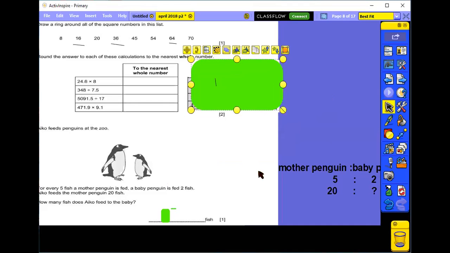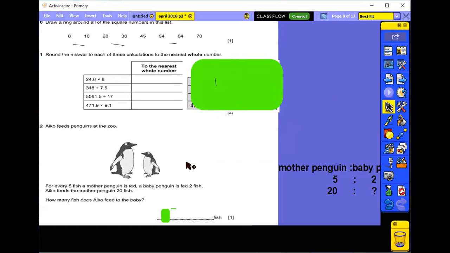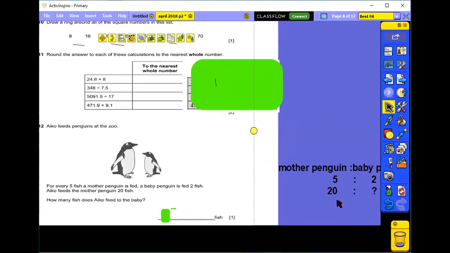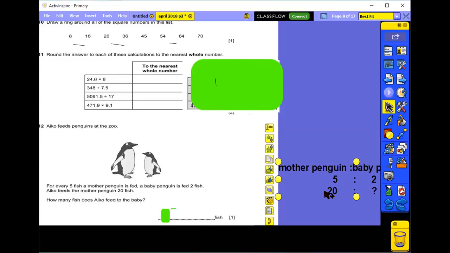In this question, I want to tell you something really important. It's a ratio question. He's telling you that for every 5 fish the mother penguin eats, the baby penguin eats 2 fish. So he's asking, if I'm going to feed the mother penguin 20 fish, how much am I going to feed the baby? There are 2 ways to do it. Either you make 5 times 4 equals 20, so you do the same thing there: 2 times 4 equals 8. Yes, it's 8. Cool down, I'm explaining.